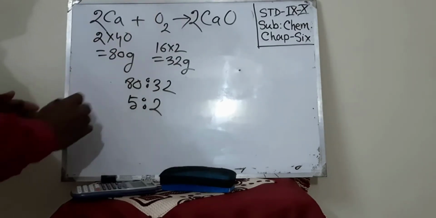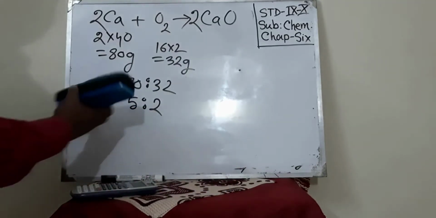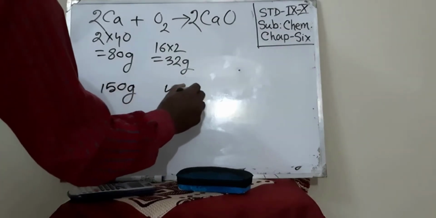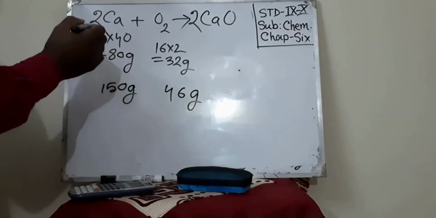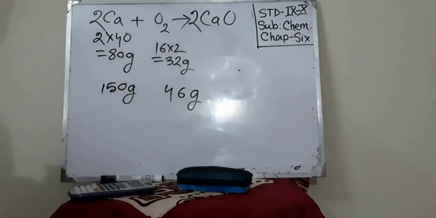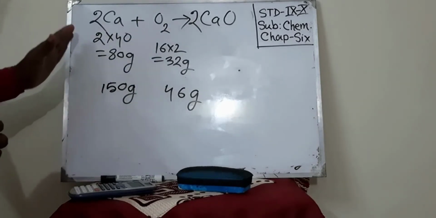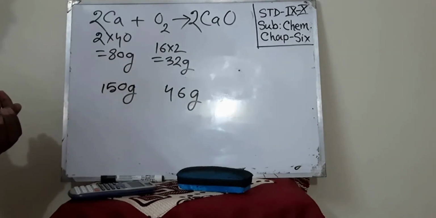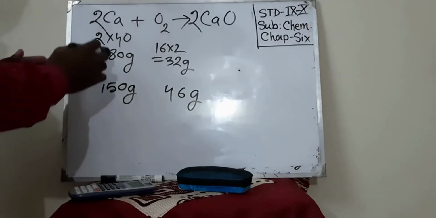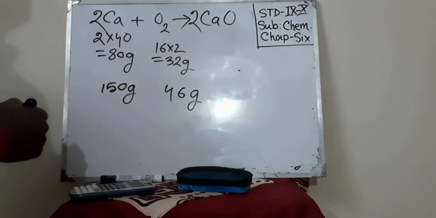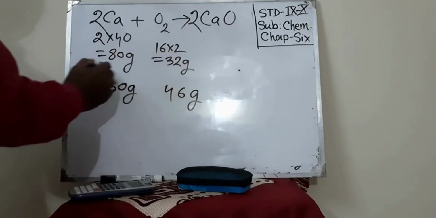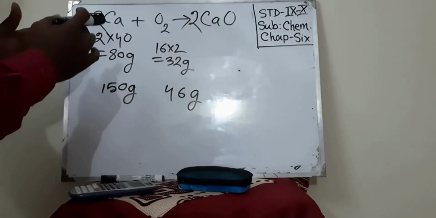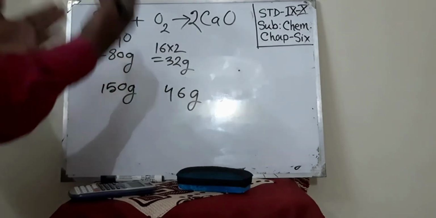But if this ratio is not maintained, suppose you take 150 gram calcium and 46 gram oxygen. Then is there any limiting reactant, or any reactant that will be left over? We can calculate. If I take 80 gram calcium, we need 32 gram oxygen. Using this amount, we can find which one will be the limiting reactant, that means which one will be consumed or run out first.